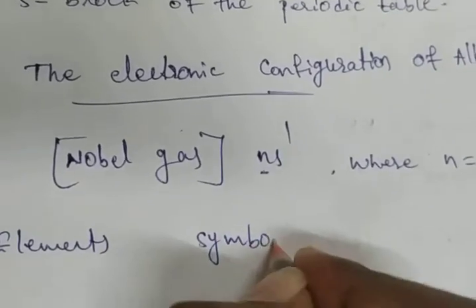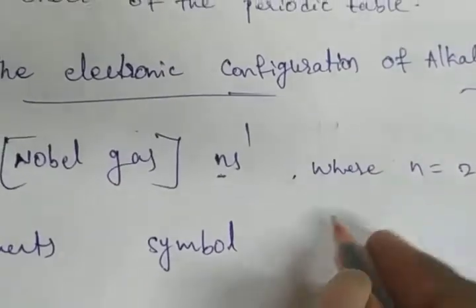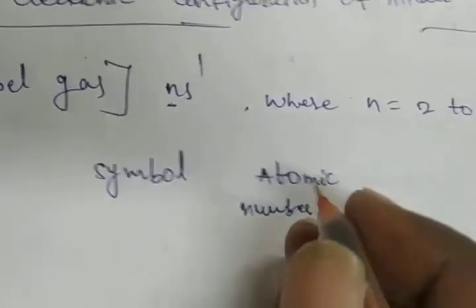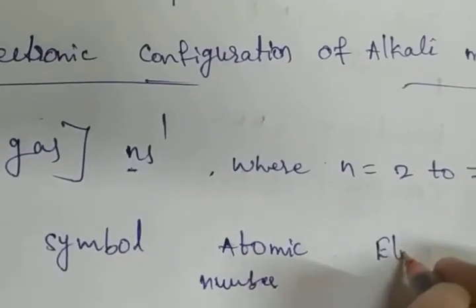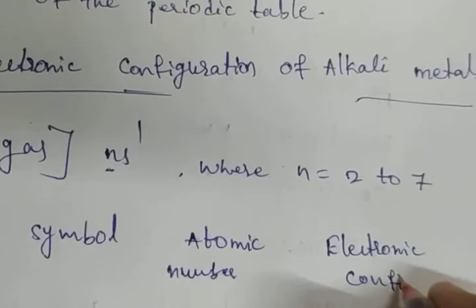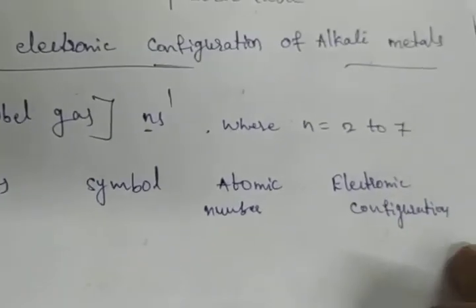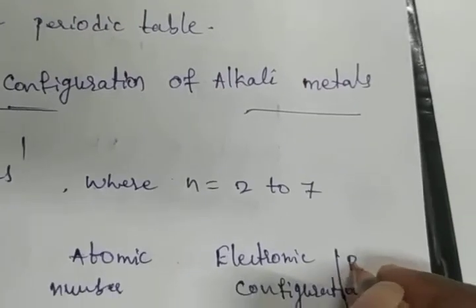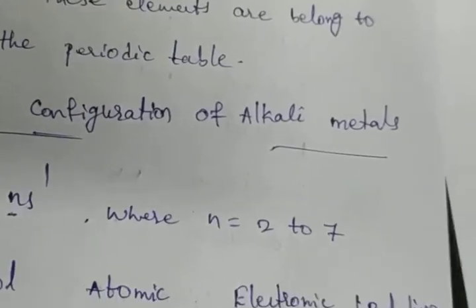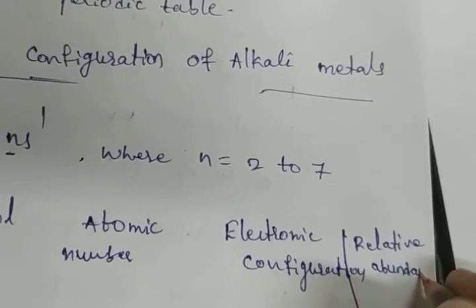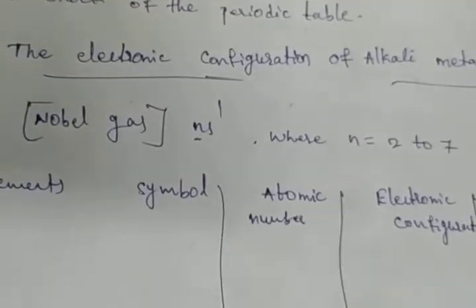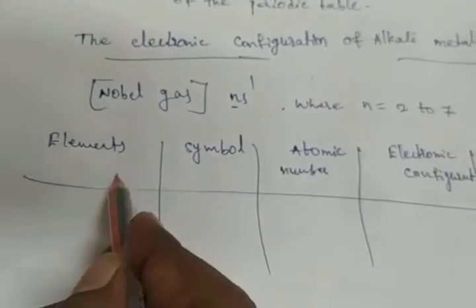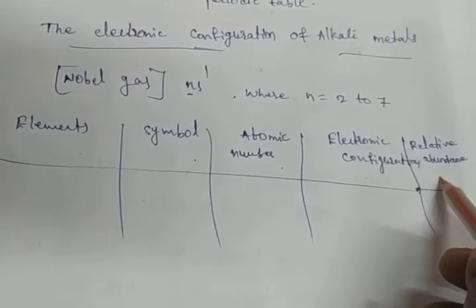And the symbol, which you already know, the atomic number, the electronic configuration, and another column also, relative abundance. Okay, how much relative abundance is there? I will write that column also. Relative abundance. See this table. Here, the element's symbol is there, atomic number is there, electronic configuration, and relative abundance.